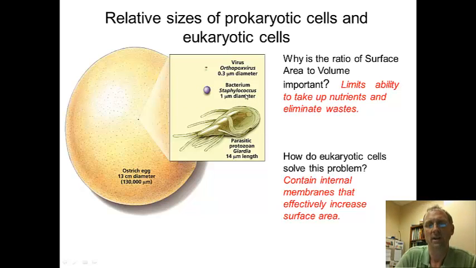The reason that eukaryotic cells can get much larger than prokaryotic cells is because they have these internal membranes, these organelles, these structures inside them that in essence increase the amount of surface area that they're able to utilize. How's that work? Let's look at this cartoon.